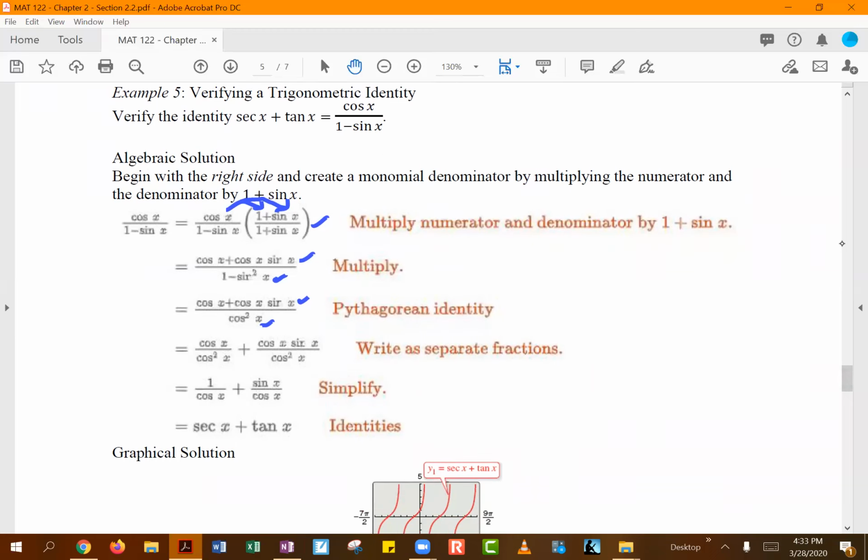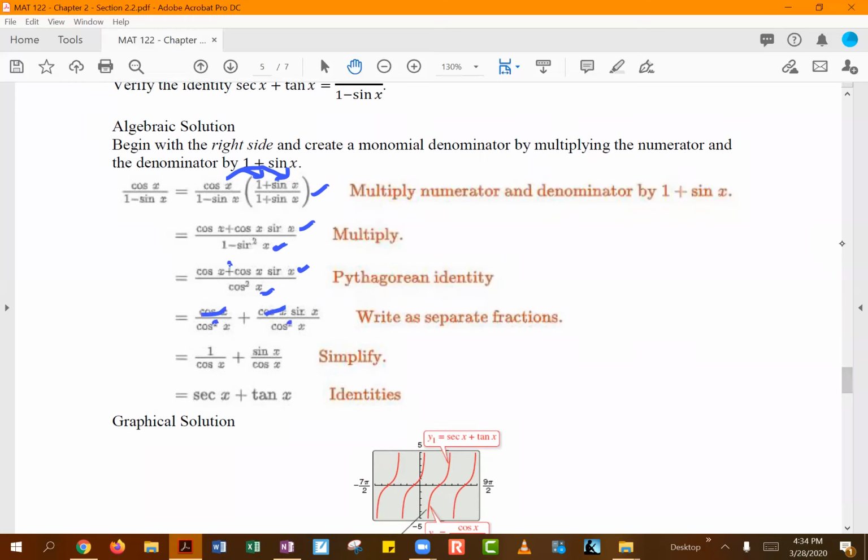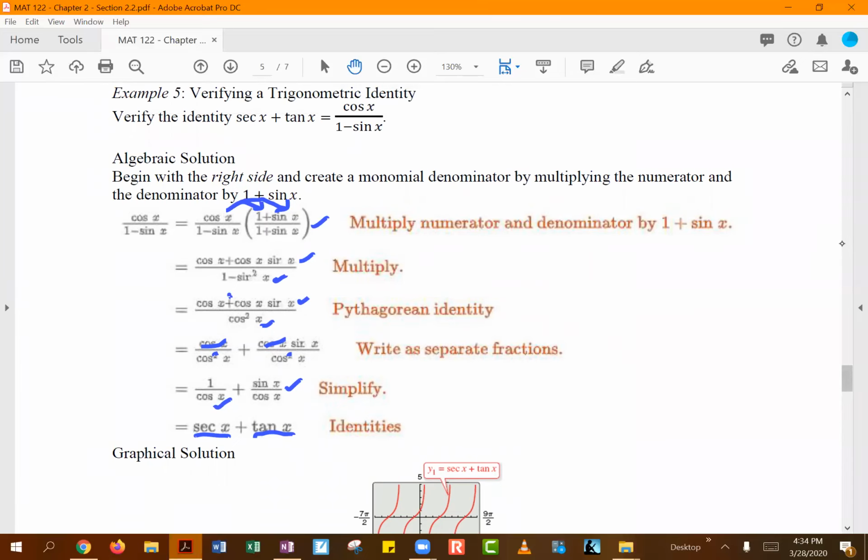And then using this plus sign here, we are separating our fractions. So you've got cosine of x over cosine squared. You've got cosine x sine x over cosine squared. So one of these cosines will actually cancel out on both sides, and you will be left with 1 over cosine of x. Using the reciprocal identity, that will become secant of x, and sine over cosine of x will of course become tangent of x, and you can see that's what we had on the left hand side. So by using this concept of rationalizing the denominator, we were able to verify this identity for number 5.